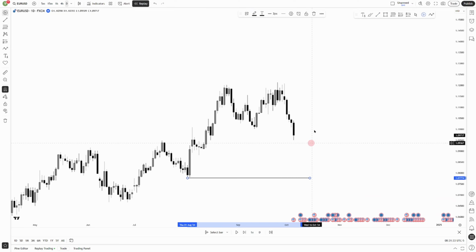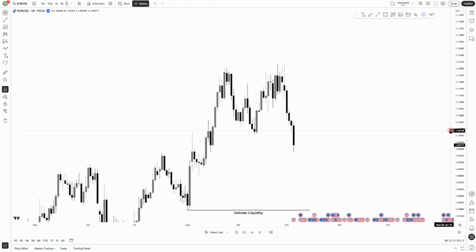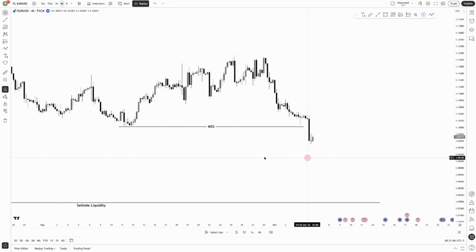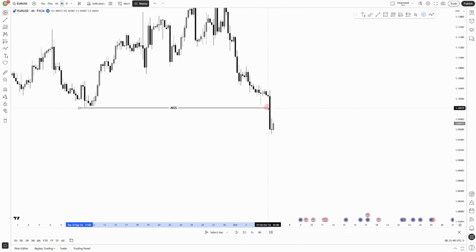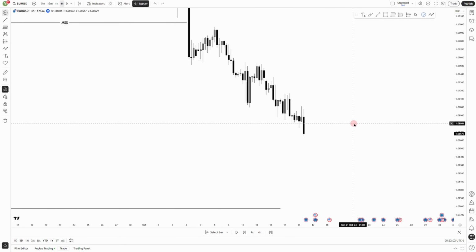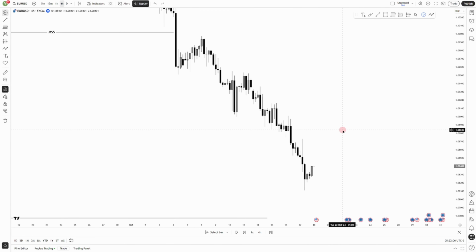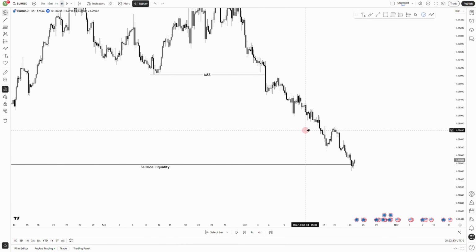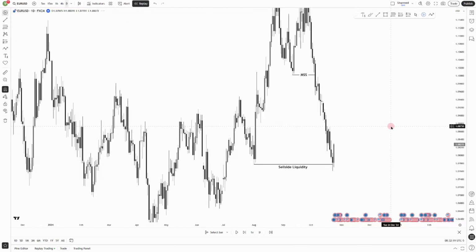Now again, we will mark the sell-side liquidity. Our buy-side liquidity has already been swept, and we are expecting the market to go towards our sell-side liquidity. We also have a market structure shift to the downside. Now this simply means that our draw on liquidity is the sell-side liquidity, and we are expecting the price to sweep that level. Now moving on to the 4-hour time frame, price is moving slowly but displacing to the downside, and then it sweeps our sell-side liquidity, which was our draw on liquidity.